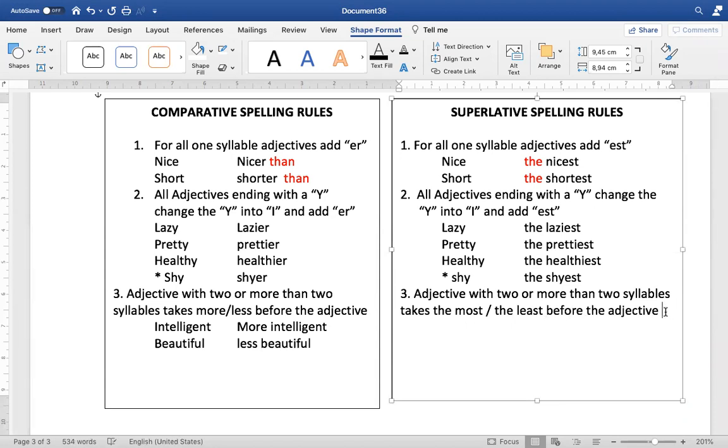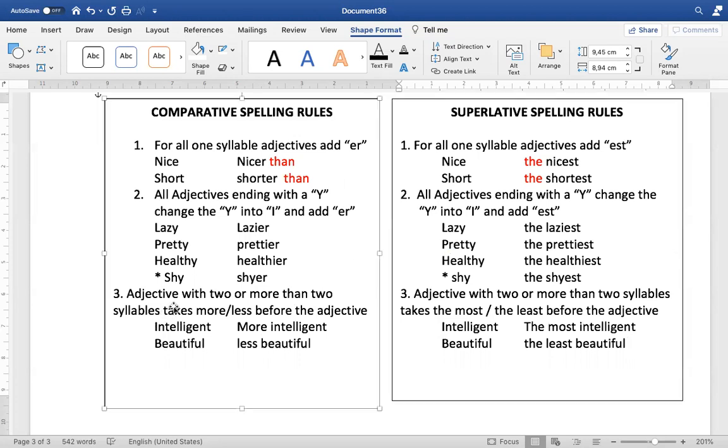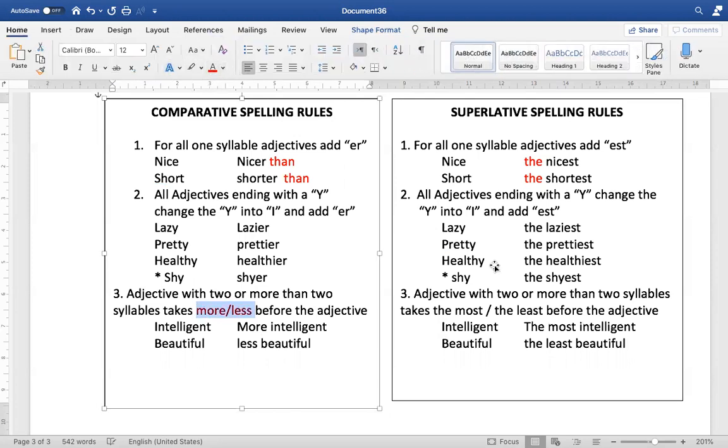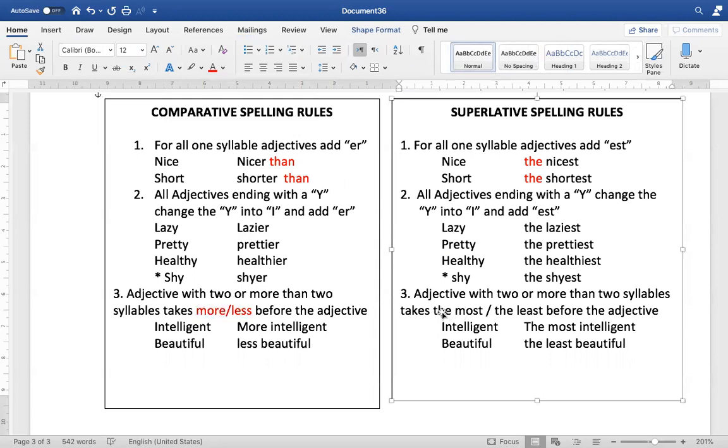And we have to use "the" before the adjective. So we have an adjective, for example, intelligent. In the positive, we say the most intelligent. And in the negative, for example, beautiful, we can say the least beautiful. So as you can see, in the comparative form, it is actually more or less. And in the superlative form, it is actually going to be the most or the least.